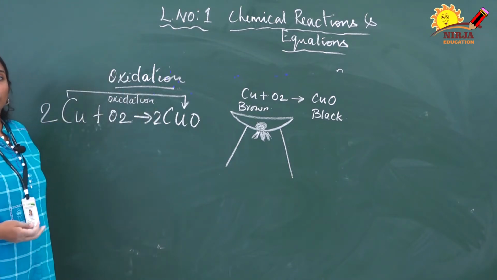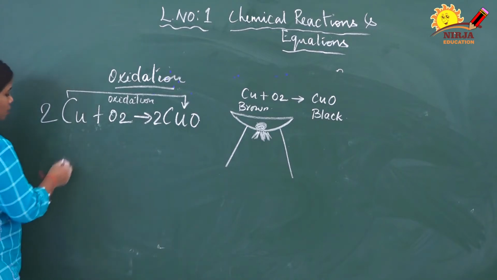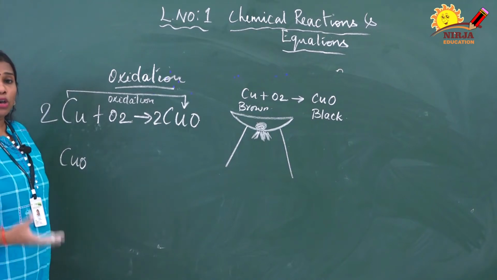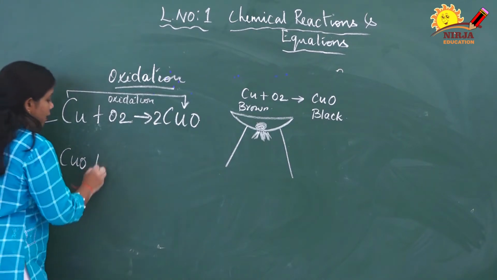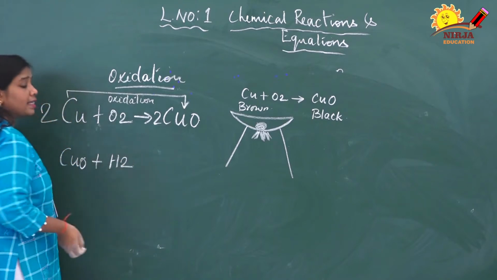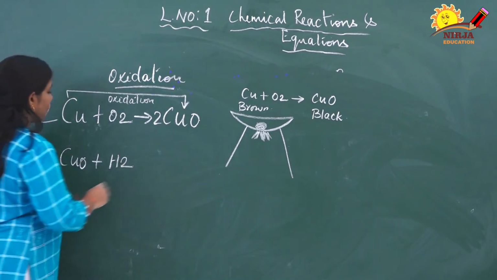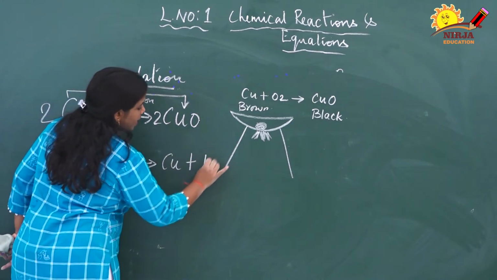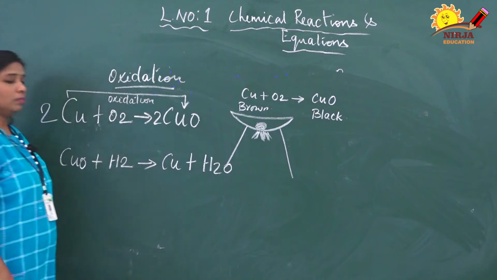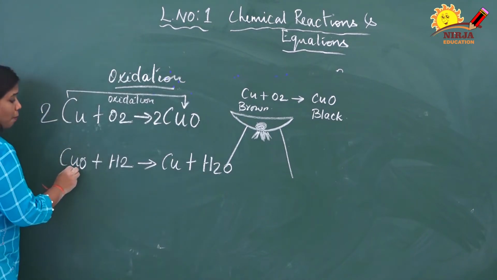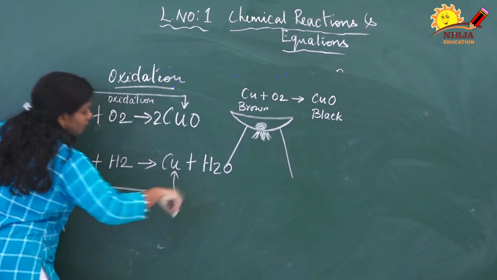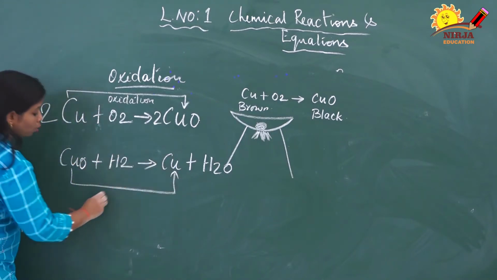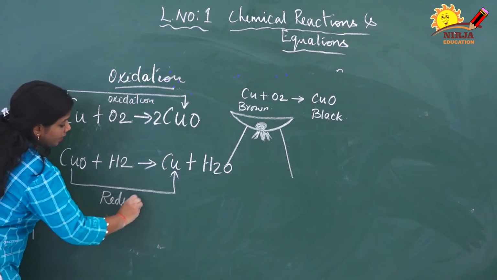Next we are going to discuss the reduction reaction. Suppose after I get the black colored copper oxide, I add hydrogen gas into it. What will happen? This copper oxide is converted into copper and water. Here copper oxide is converted into copper, so removal of oxygen happens. This process is called reduction.